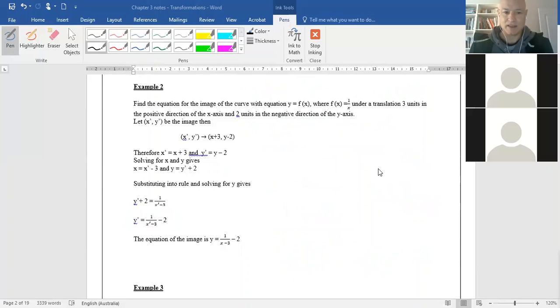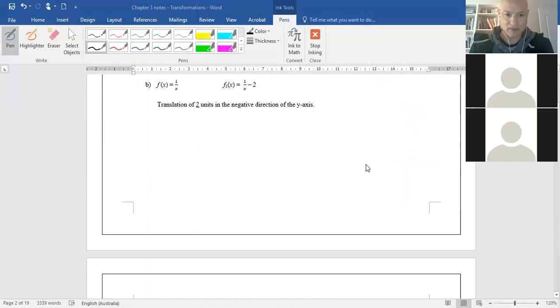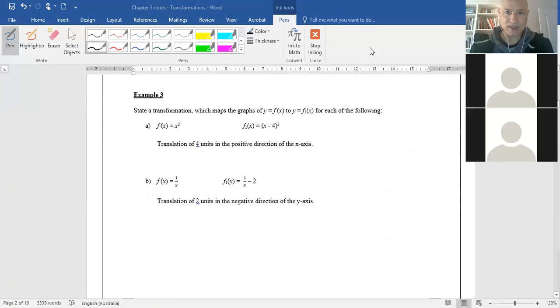Okay. Example 3. I think this hopefully is the last. Oh no, there's another one. Example 3. State a transformation which maps the graph of y equals f of x to y equals f1 of x for each of the following. So x squared, that's our original graph, and we've gone to x minus 4.